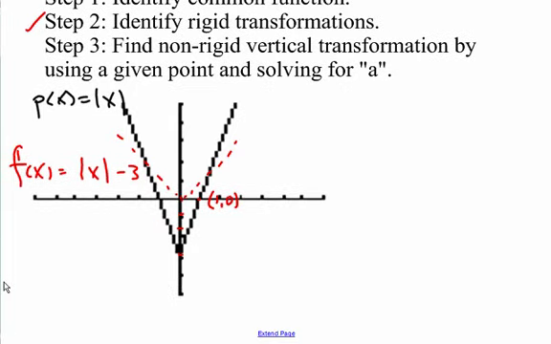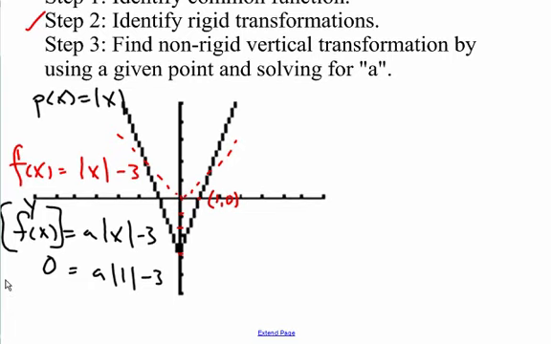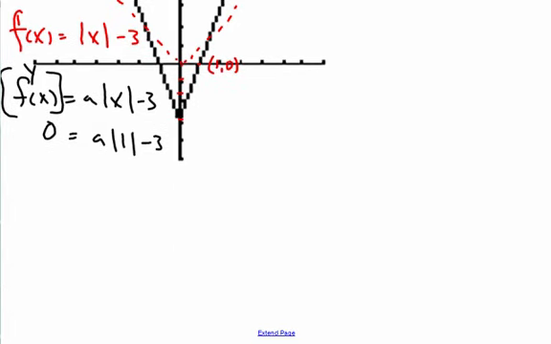do we have any non-rigid vertical transformations? So we need to solve for our a value. Now, it appears that we do, because this graph definitely does look a little skinnier than its original. So once again, we're going to plug in our points. So 1, 0. 1 goes in for our x value, and 0 goes in for our f of x, because remember, f of x is our y. What we have is a, then minus 3 equals 0. Add 3 to the other side, so we actually have a equaling 3.